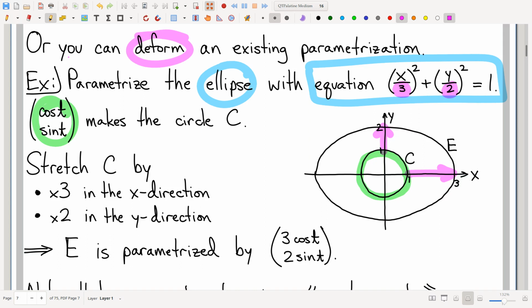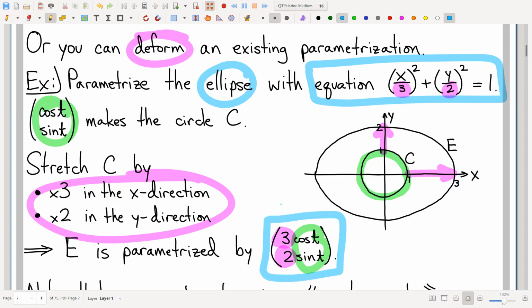So to get the ellipse, we are deforming something we already know how to parameterize. We already know how to parameterize the circle. If you're just going to stretch by a factor of 3 in the x direction and by a factor of 2 in the y direction, okay, well, here's my circle, and here's me stretching by a factor of 3 in the x direction. I just make those x coordinates 3 times as big, and likewise by 2 in the y direction, and lo and behold, we have ourselves a parameterization of our ellipse.